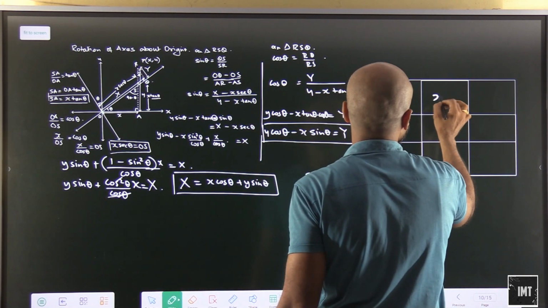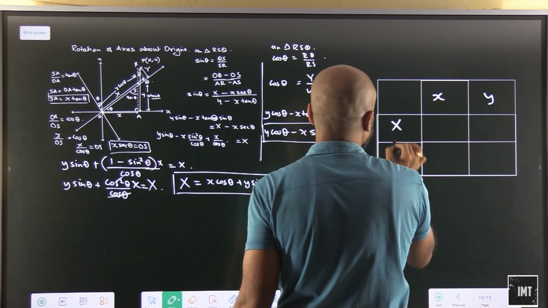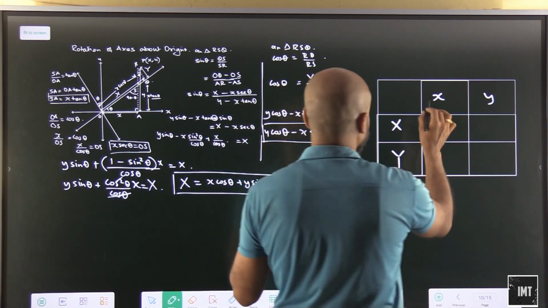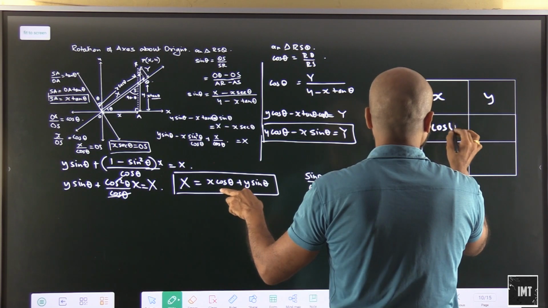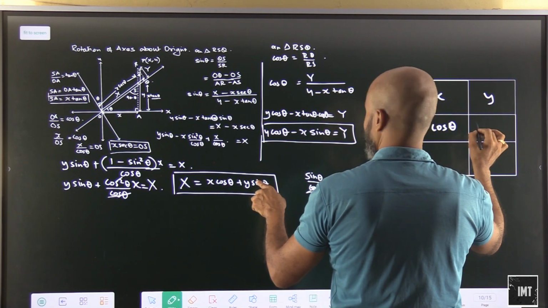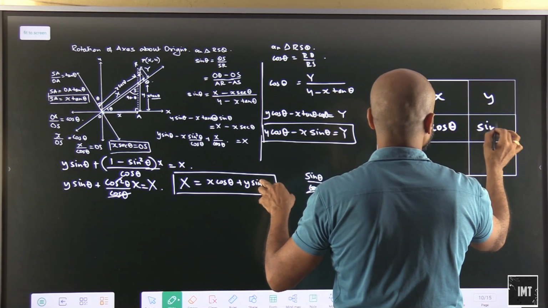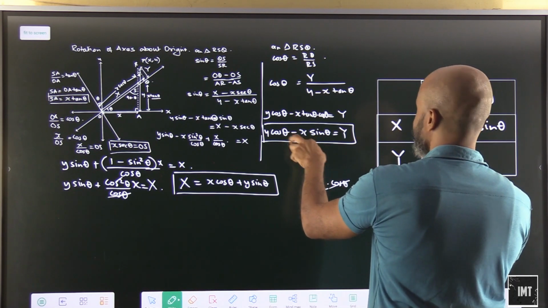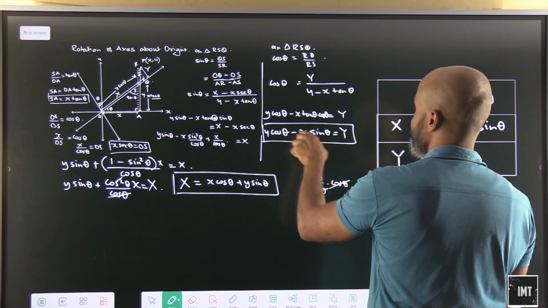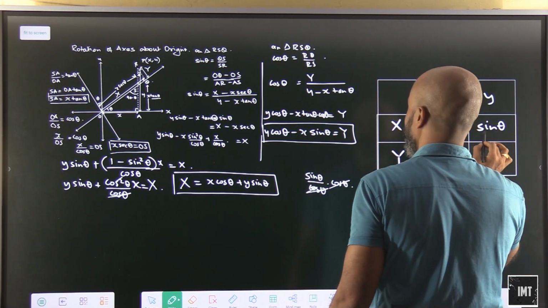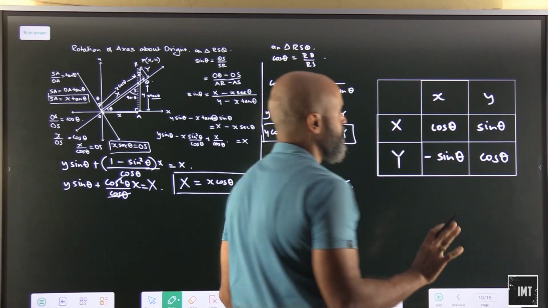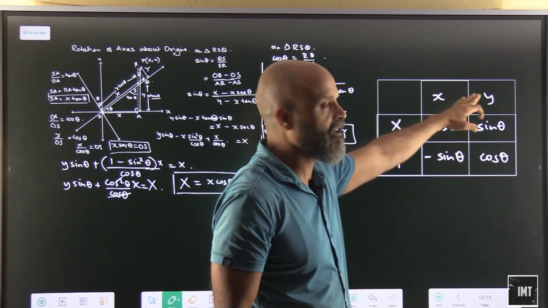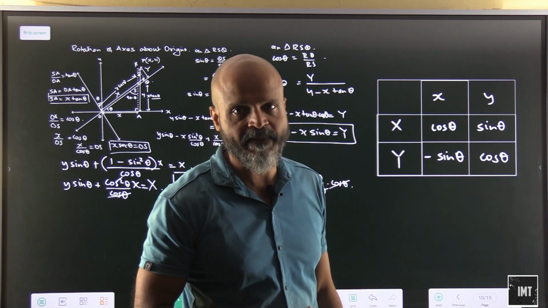So this will be basically small x, small y. This is capital X, capital Y. When we are expressing capital X in terms of small x and small y, this will be x cos theta and y sin theta. Similarly, capital Y has to be expressed as minus x sin theta, and here we have y cos theta. So just remember this. When we are expressing capital X and Y in terms of x and y, this is what needs to be followed, and vice versa. All problems will be basically solved on this basis.